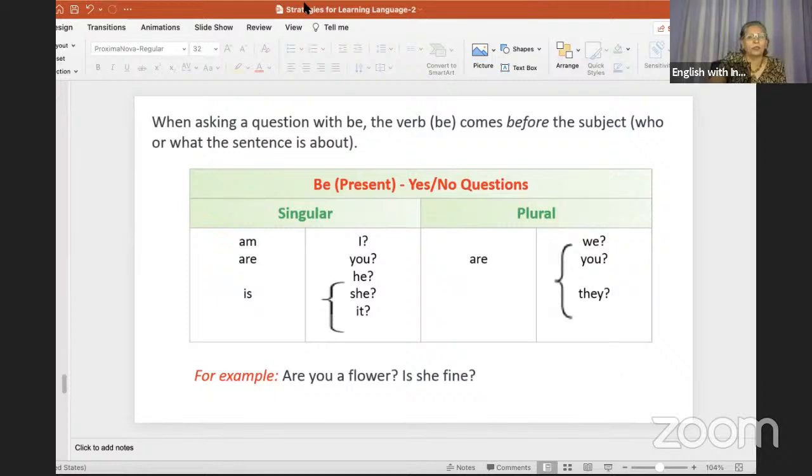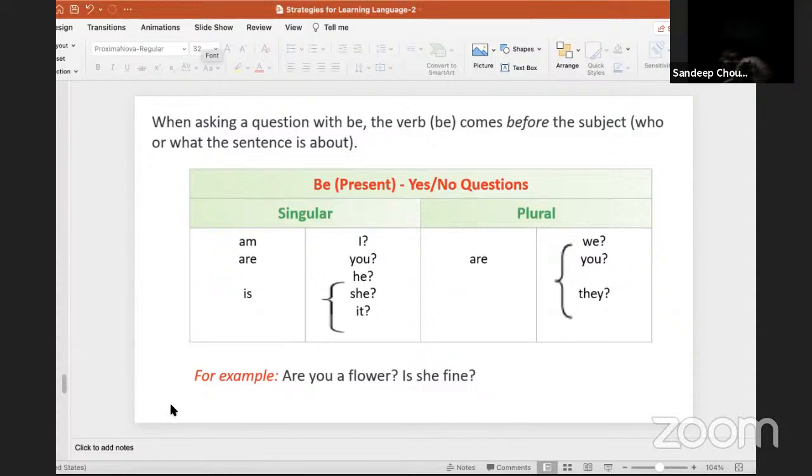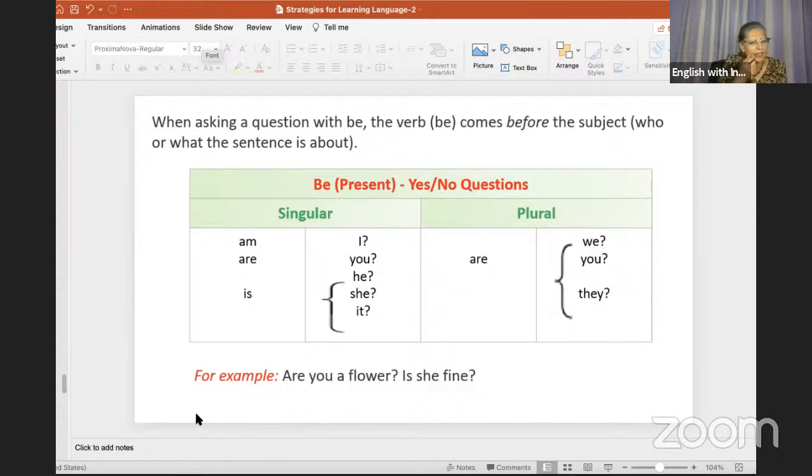Good try. Come on. Anyone else wants to try? Ma'am, are your exams coming? Sandeep, how are you going to ask this question? Are your exams drawing near? Drawing near? Okay. Yes, ma'am.